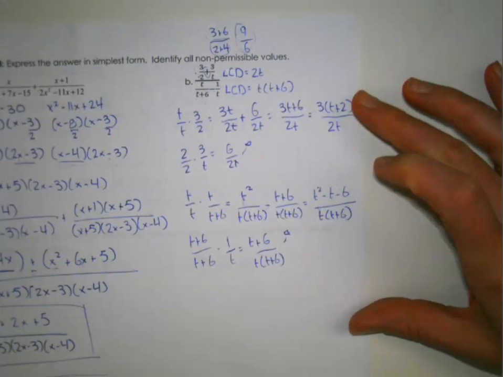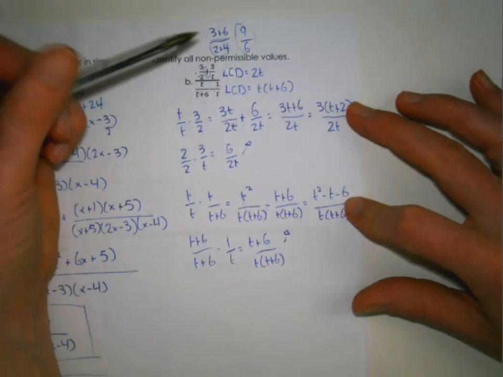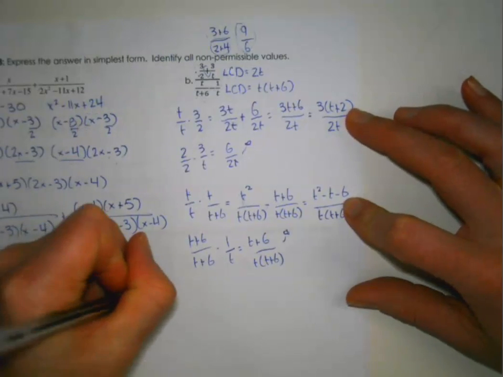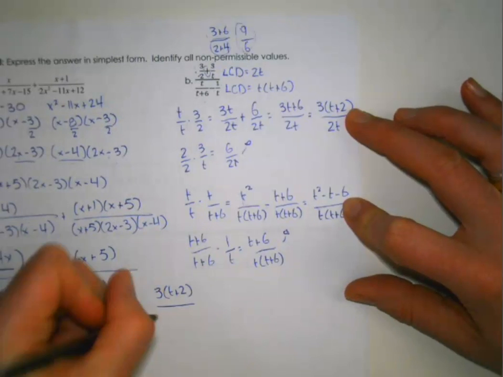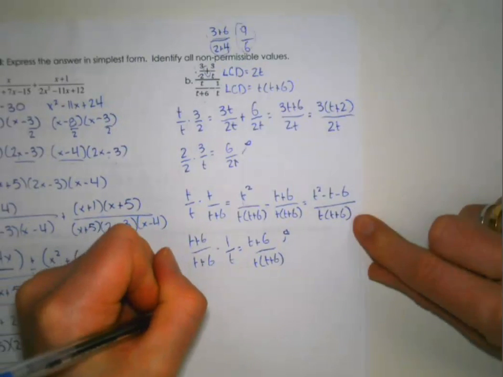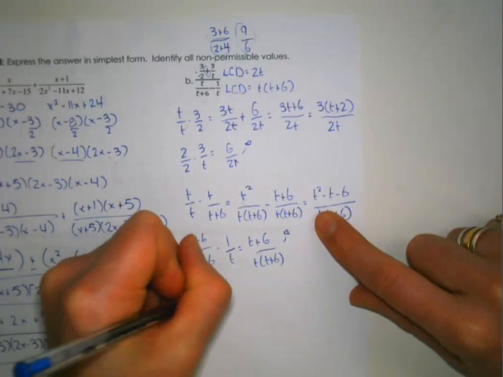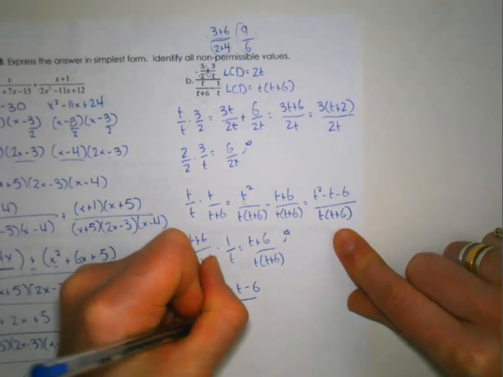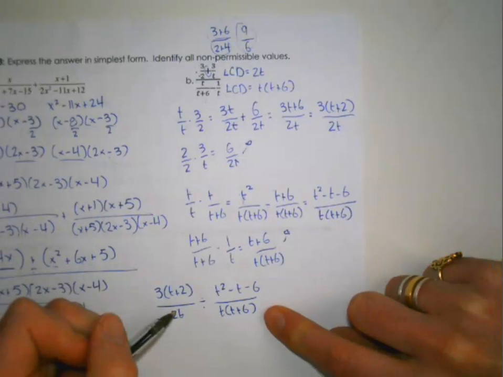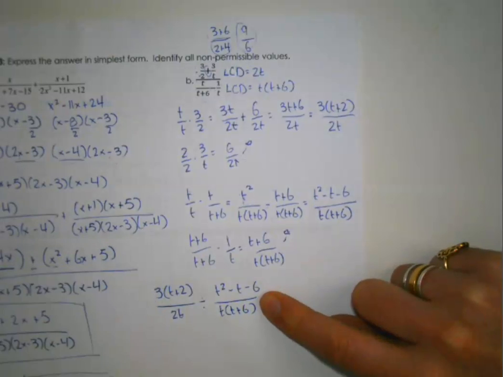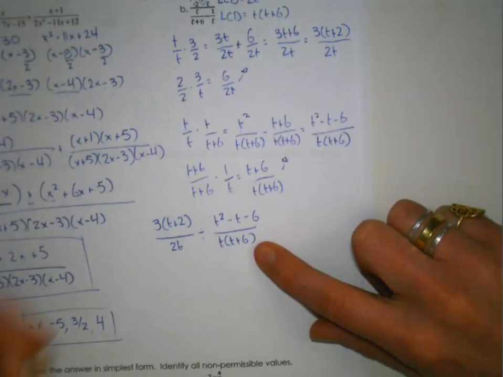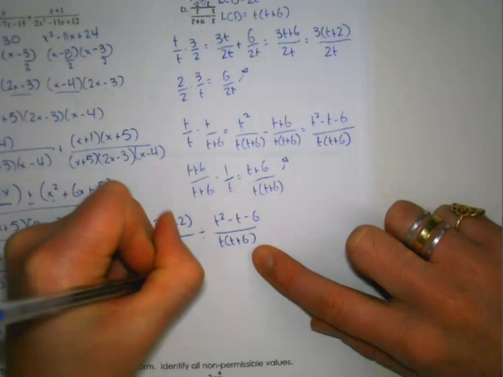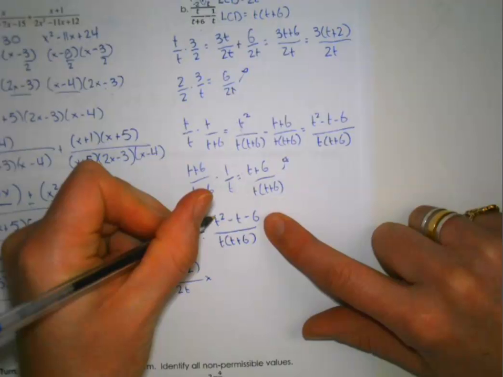Okay, so now we have the numerator and the denominator, and then we want to think about what's happening here, which is that we're going to have 3 times by t plus 2 over 2t divided by t squared minus t minus 6 over t times by t plus 6. Remember that the easiest way to do this is, of course, to multiply by the reciprocal instead of trying to find a common denominator for these two again. So that means we're going to do 3t plus 2 over 2t multiplied by, and flipping this around.